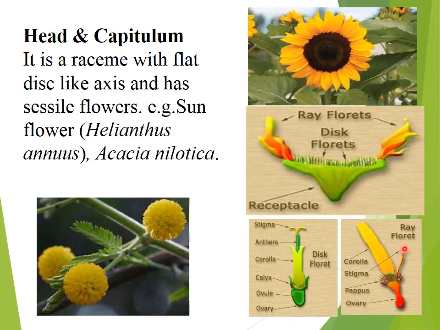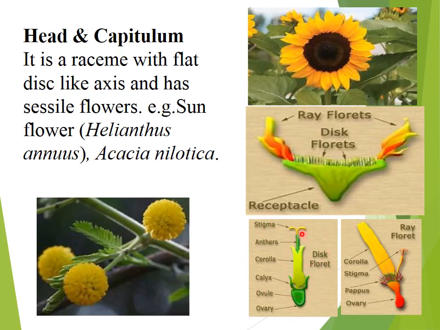This diagram shows the globulus structure, the head inflorescence. The head inflorescence contains the homogamous type of structures. Homogamous means all the flowers present on this head are similar, they are alike.